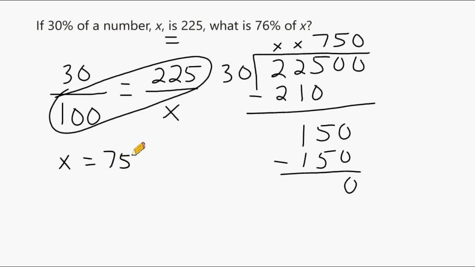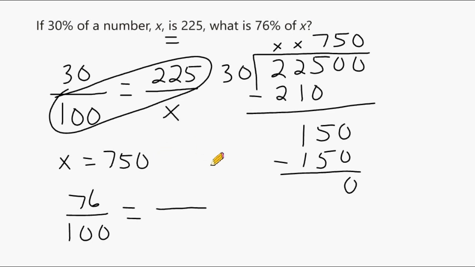Now remember, this is a 2-part problem. Sometimes students might just think they're finished and forget that there's another part to this problem. Now we have to figure out what 76% is of 750. So let's go ahead and set up another proportion. So we're going to write 76 out of 100 is equal to, now this time we have to figure out, where does the 750 go? Is that the part or is that the whole?